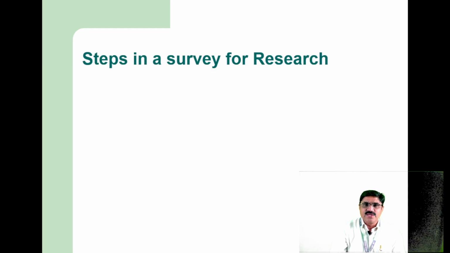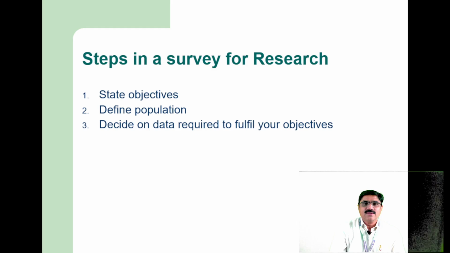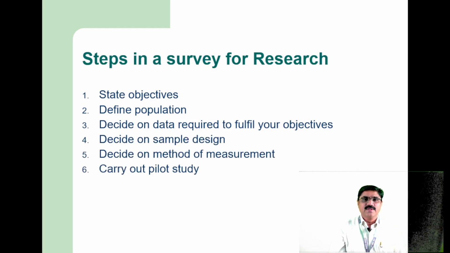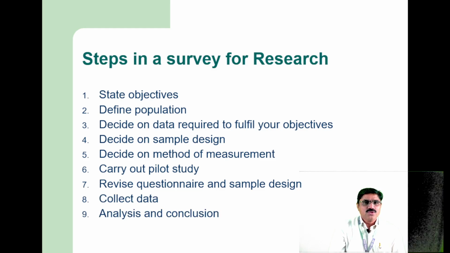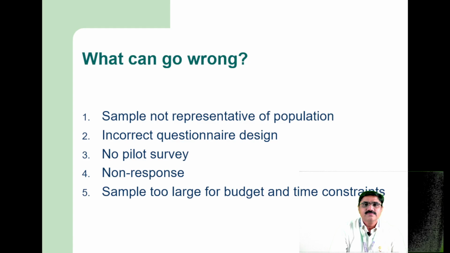Steps involved in a survey for research. Set your objectives, define the population, decide on the data required to fulfill your objectives, decide on the sample design, decide on the method of measurement, carry out a pilot study, revise the questionnaire and sample design, collect data, then analysis and conclusion, and final report. These are the steps involved in a survey for research.